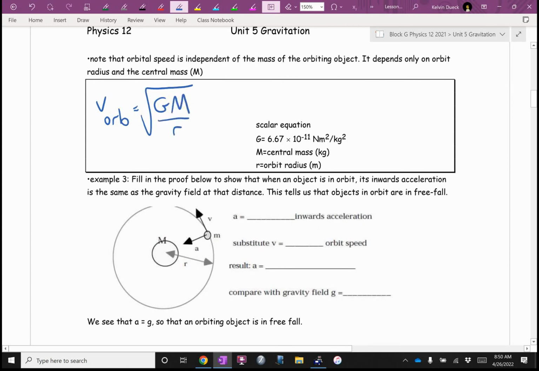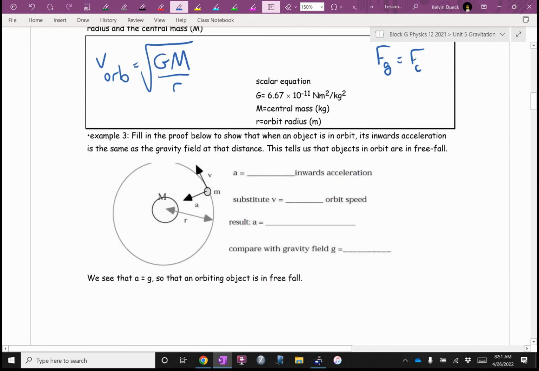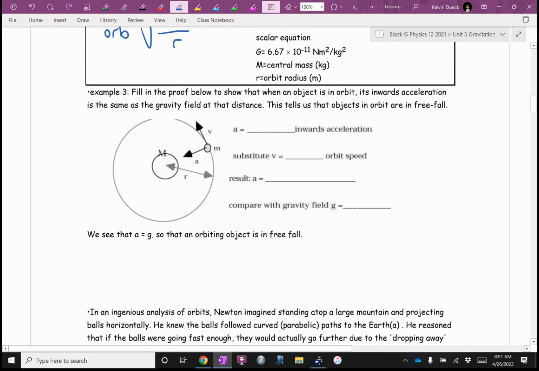I've never bothered memorizing that. I mean, you can add it to your blue sheet if you really want to, but to me, it starts out with gravity is what's pulling us in a circle. Let's talk about what an orbit is. It says this, fill in the proof below to show that when an object is in orbit, its inwards acceleration is the same as the gravity field at that distance.